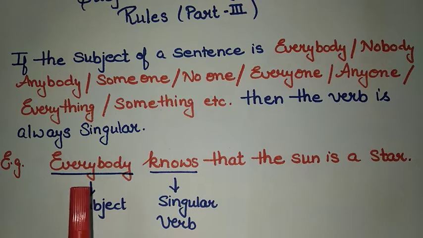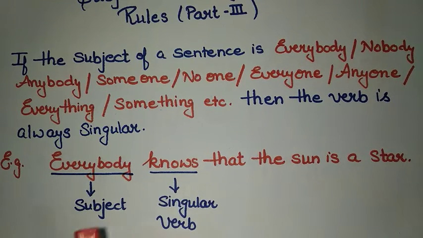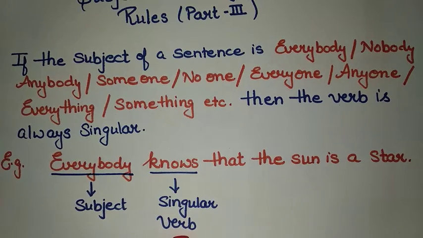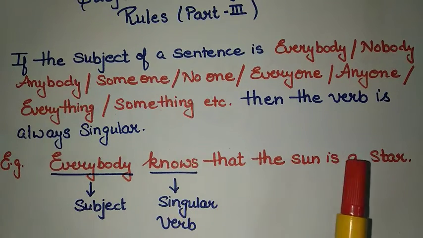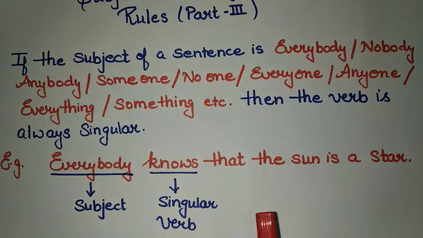For example, see, everybody knows that the sun is a star. Here, try to understand the reason why we are using a singular verb. See, from everybody I mean every person, every single person. Means I am talking about a single subject, so I have to use a singular verb. So if the subject of a sentence is this kind of word, we have to use a singular verb. So everybody knows that the sun is a star is a correct sentence.